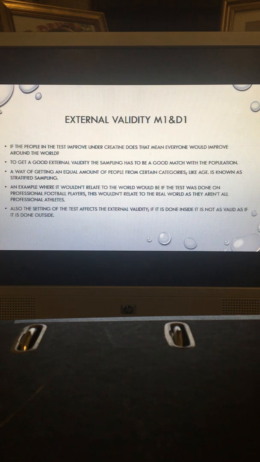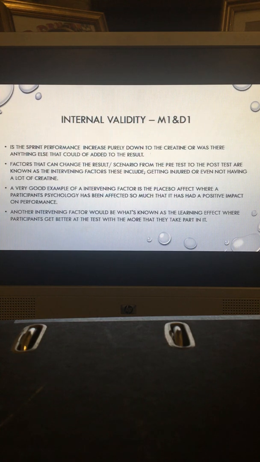If your study is relevant to the real world, it would have a high external validity, whereas if it didn't, it would have a low external validity. Internal validity refers to how well an experiment is done. Is the sprint performance improvement purely down to the creatine, or was there anything else that could have added to the result?